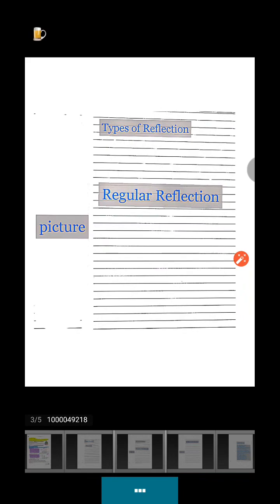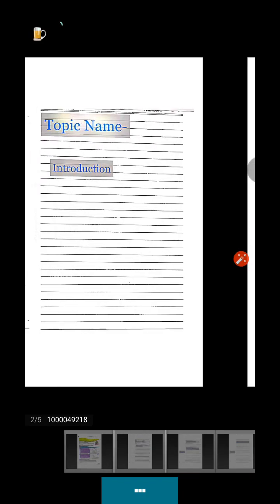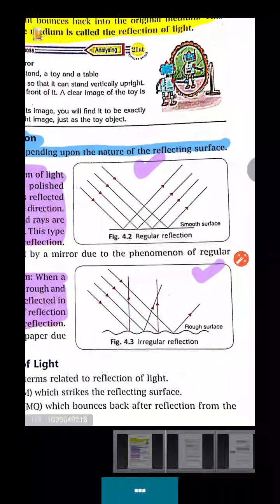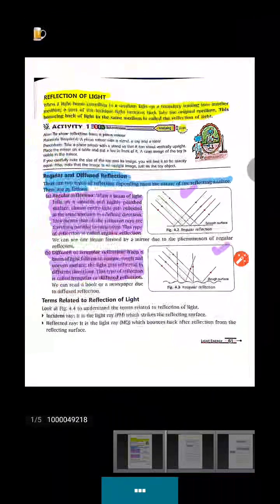After writing the whole thing inside regular reflection, at the left side on the blank page you will draw the picture of figure 4.2, but don't write it as figure 4.2, write it as figure 1. Regular reflection, figure 1, regular reflection. Properly draw the diagram with pencil.